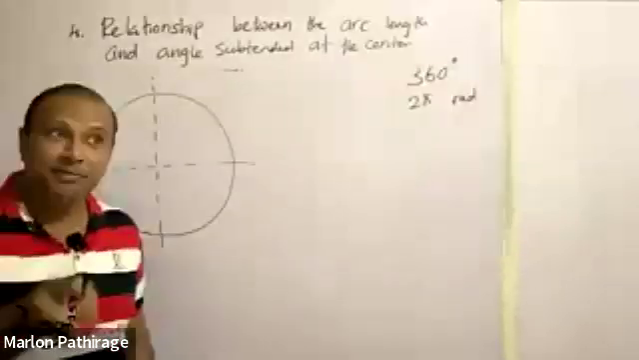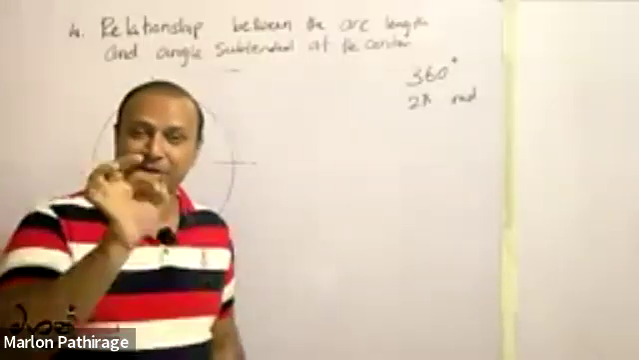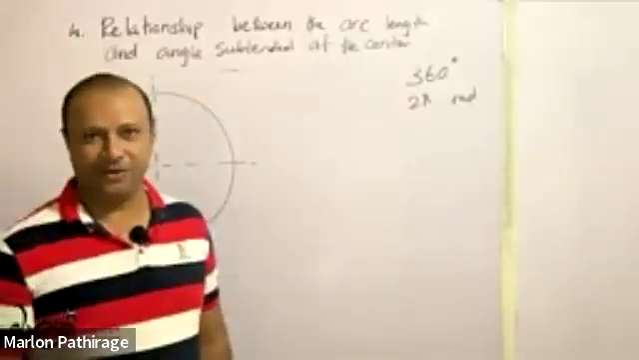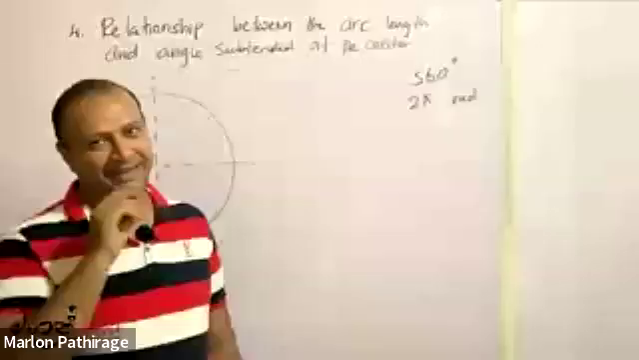Therefore, the angle subtended by a full circle is equal to 360 degrees, but in radians it is equal to 2π.